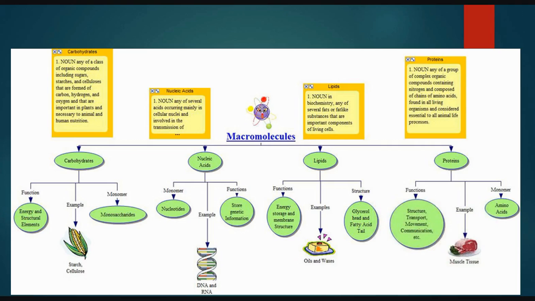I think it would be very helpful to create a graphic organizer. It doesn't need to look like this, but here's just an idea of how you could create a graphic organizer to organize the information about the different macromolecules. So here we've got our carbohydrates, our nucleic acids, our lipids, our proteins. And branching from there are the functions, examples, some information about what a protein is, what a lipid is, what a nucleic acid is, what a carbohydrate is.